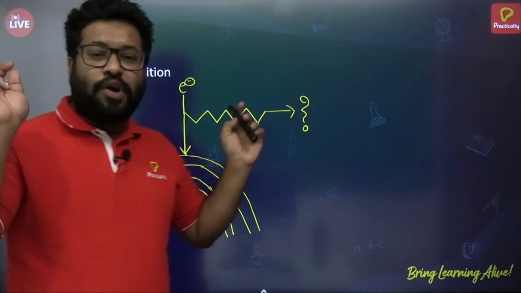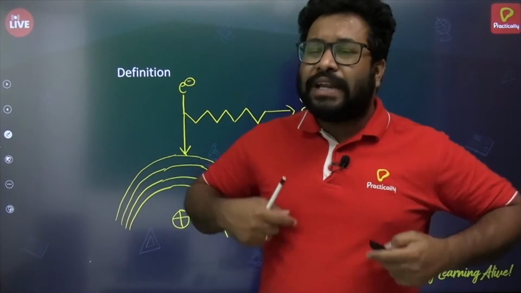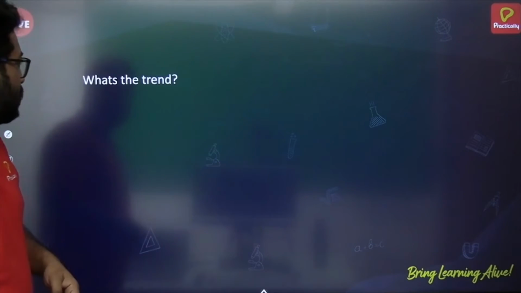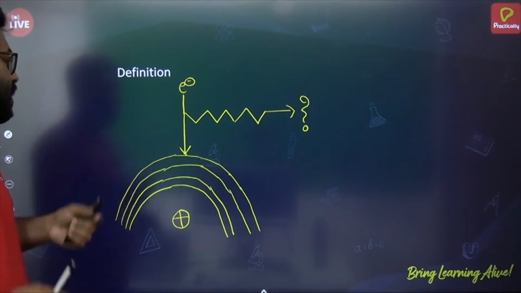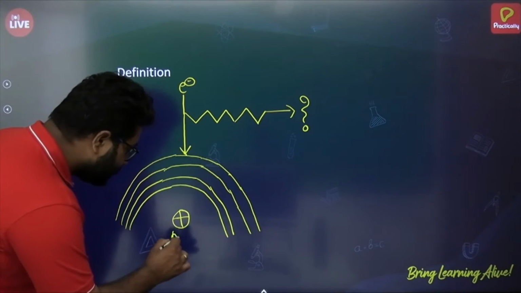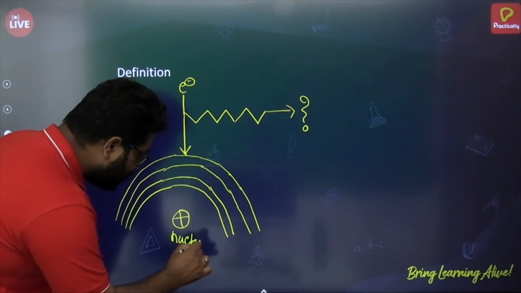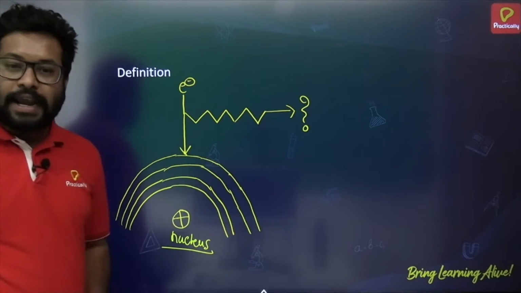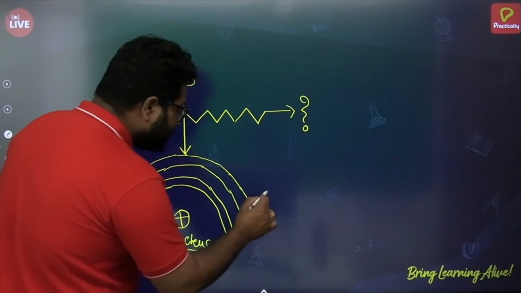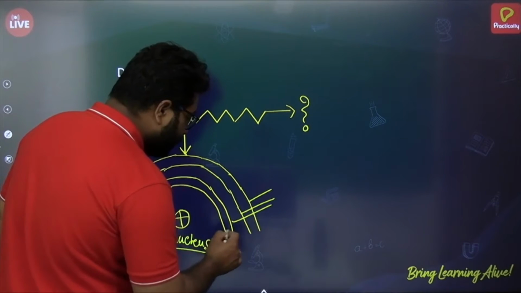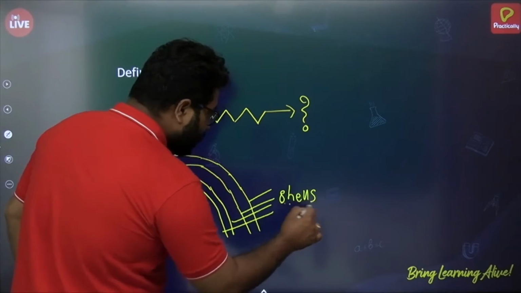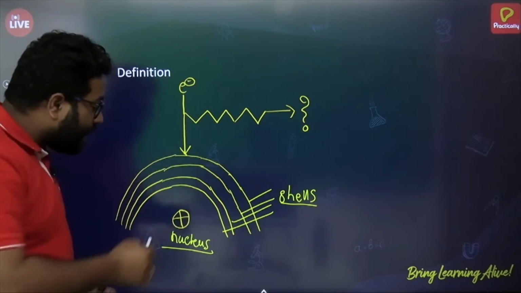So first of all, what is the definition of it? What is meant by electron gain enthalpy? Do you see here? This is the electron, and this is your nucleus. This is where your nucleus is, right? That is your nucleus. Now these are your shells, right? And your electron is being added into this.